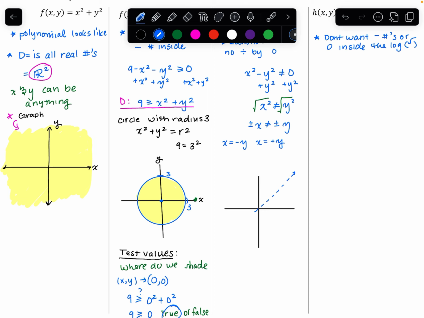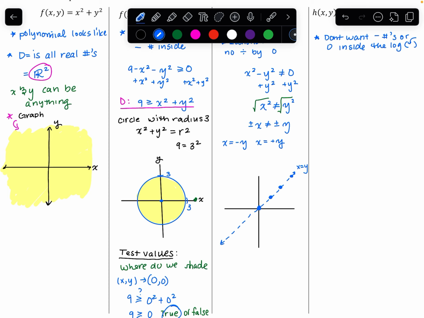The line that I'm drawing right here is where x equals y, right? So like the point 0, 0. This is the point 1, 1, 2, 2, 3, 3, where all the x and y values are the same.